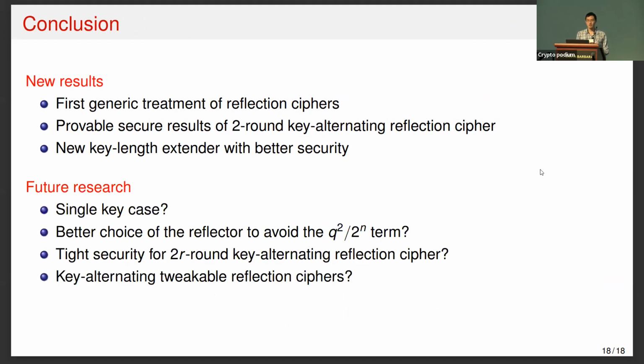For future research topics, there are many things that can be done. For example, as mentioned before, we can have a look at the single key case, and whether we can try to modify the middle reflector for this case. We can also ask whether we can modify the middle reflector such that maybe this Q square term can be avoided. Or we can look at the general case, like for key alternating ciphers, going to the multi-round bounds, and whether we can get better, tighter security bounds. And whether we can extend this idea of reflection ciphers to the triple reflection cipher.